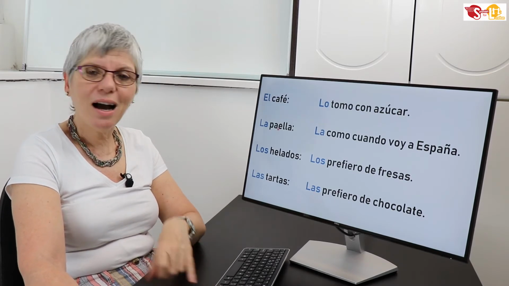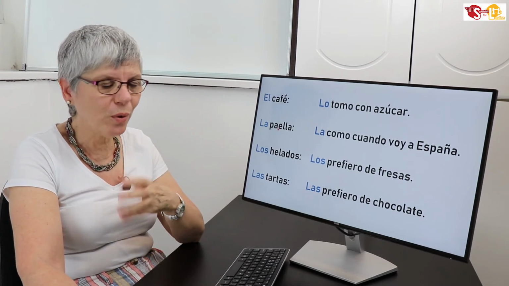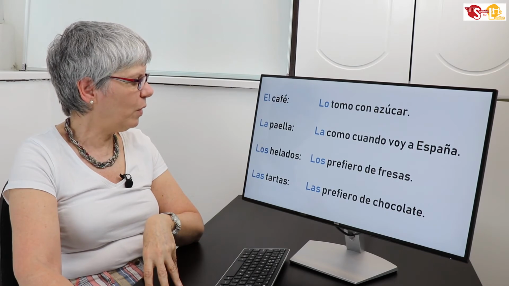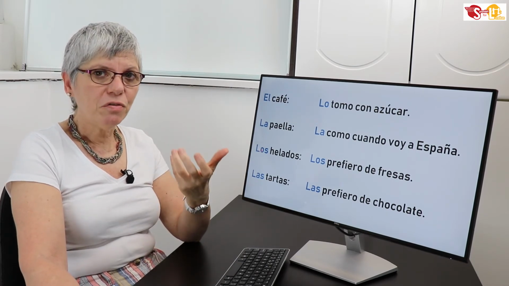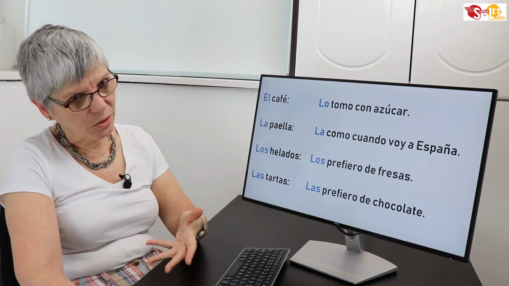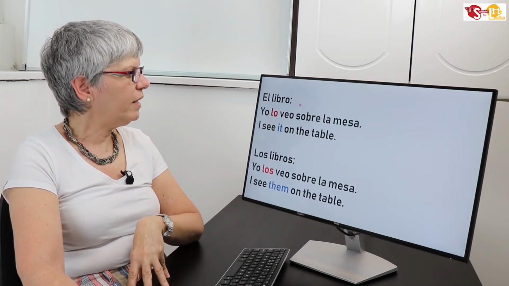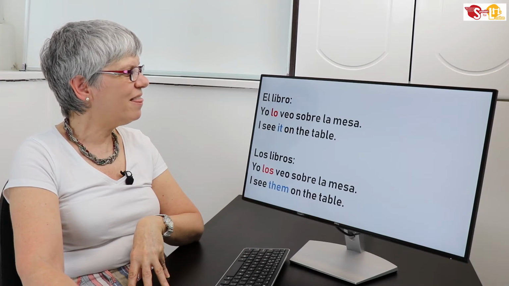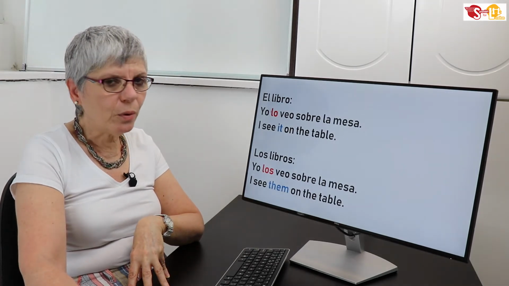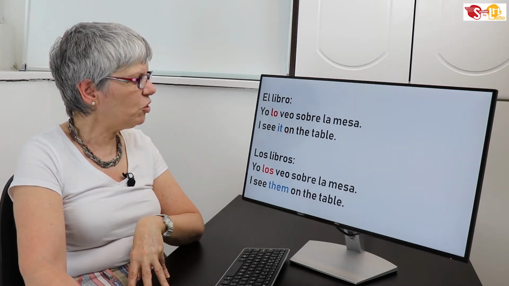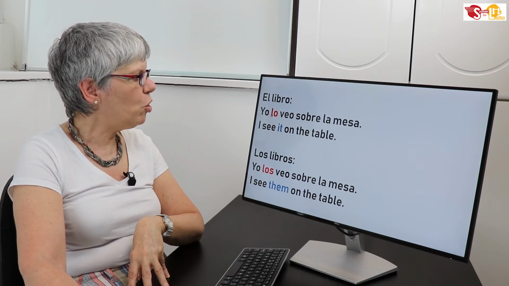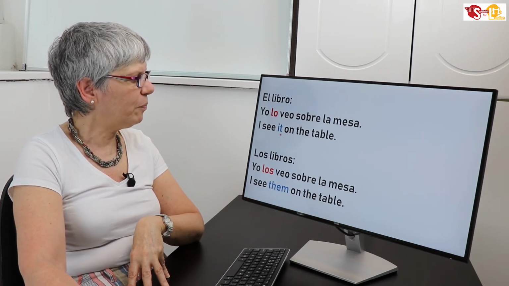Bien, so as usual, as always, you have to remember if the word referred to in your phrase is masculine, feminine, singular, or plural. You know this. Okay, so now more examples. I'm talking about the book. Do you see the book? ¿Ves el libro? Yes, I see it on the table. Yo lo veo sobre la mesa.